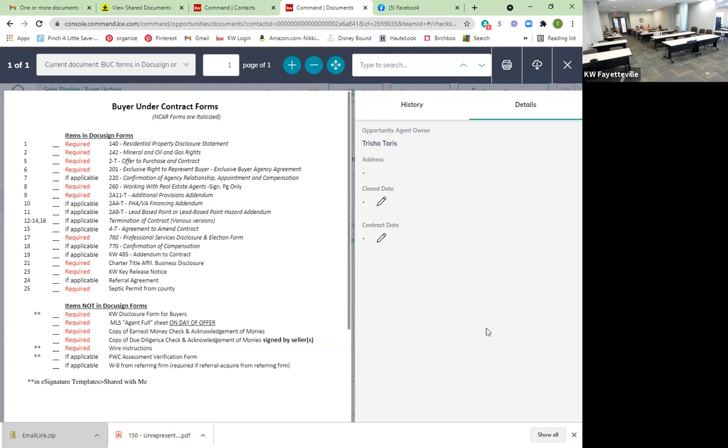All right, so confirmation of compensation, when do you need that? Before you show the house. If you have a buyer agency, it's the 770, right? So on your buyer agency, you're saying you're getting 3%, or 2.5, or whatever it is you're putting on there. If you're getting any more than that, then you have to disclose it to your buyer, you've got to do an additional compensation.